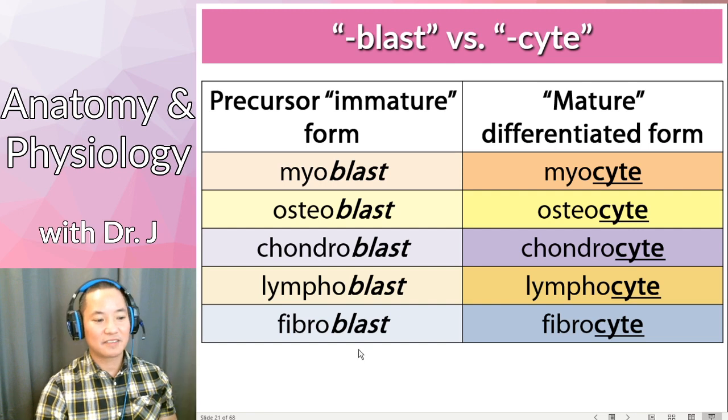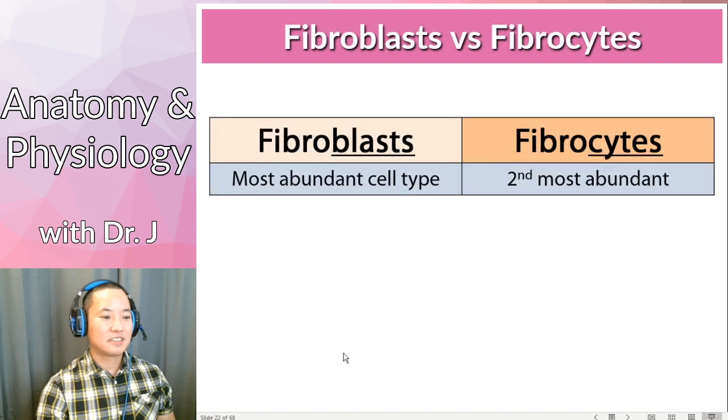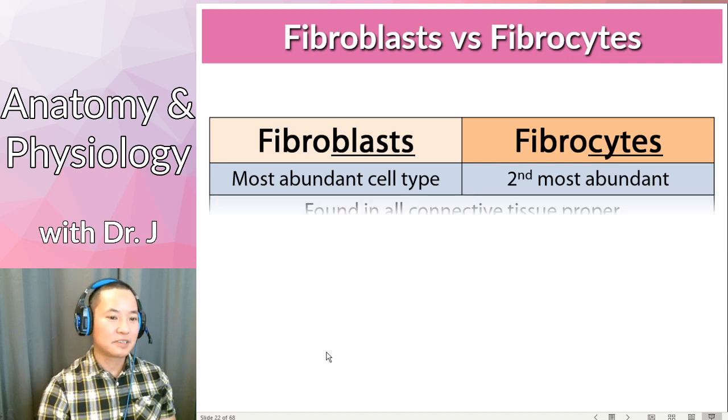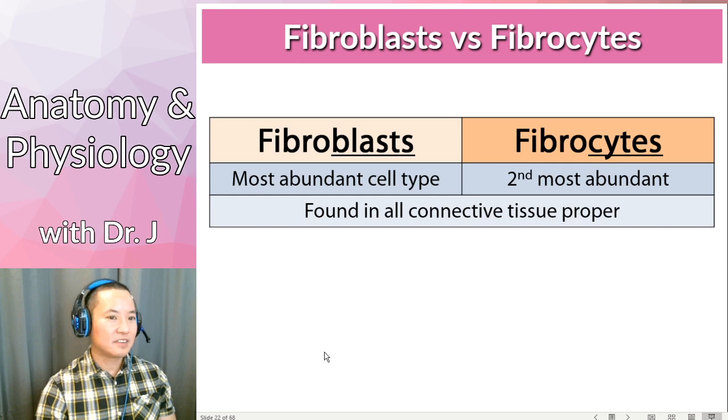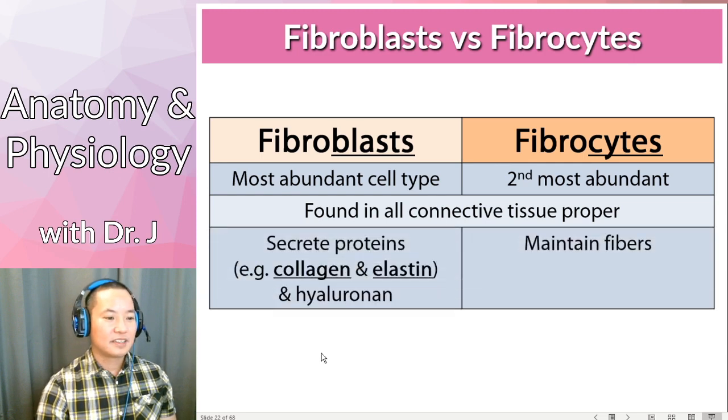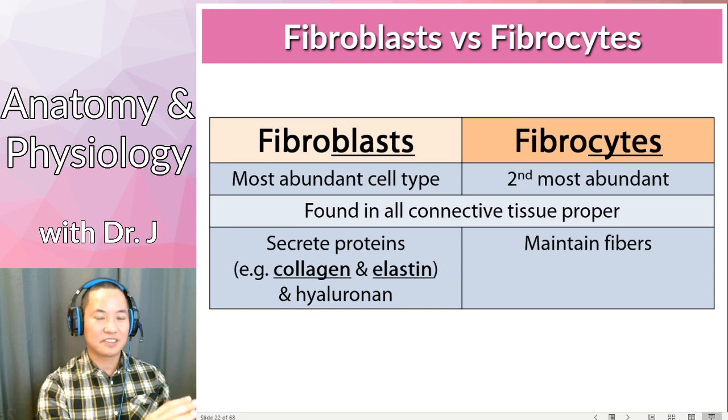So it's okay, fibroblasts eventually become fibrocytes, but why do we have these two different categories? Well, what are the differences? Fibroblasts, you find them everywhere in any connective tissue in your body. Fibrocytes are the second most abundant, so they're still pretty common. They're found in all connective tissue proper. And the thing about fibroblasts, this is why I use the young versus mature analogy. Fibroblasts are pretty young. They still have a lot of energy.